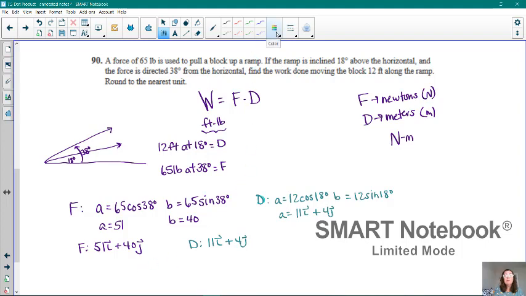So the work that will be done will be equal to the dot product of force and displacement. So we'd have 51 times 11 plus 40 times 4, for a grand total of 721 foot-pounds.